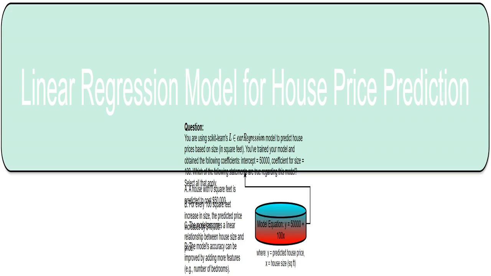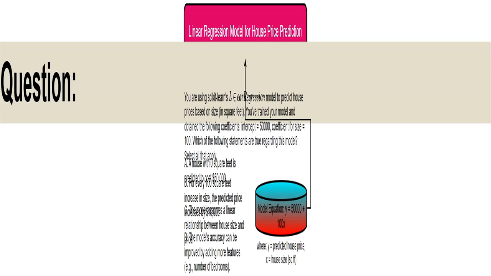I'm using a linear regression model, a common statistical method, to predict house prices. It's like drawing a straight line through data points to predict future values. Here, I'm using scikit-learn, a popular Python library for machine learning. This is a multiple-choice question testing understanding of linear regression and its interpretation.